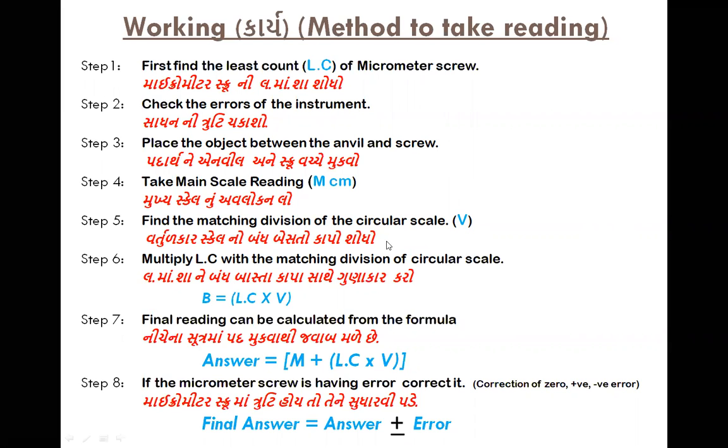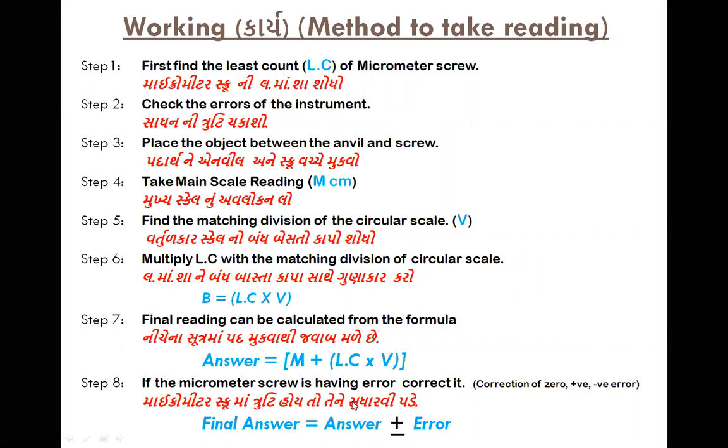We have to find the matching division of the circular scale. After taking the main scale reading, multiply the least count with the matching division of the circular scale. Your answer is nothing but the addition of the product with the main scale reading. Add the result of multiplying the least count with the matching division to the main scale, you will get the answer.